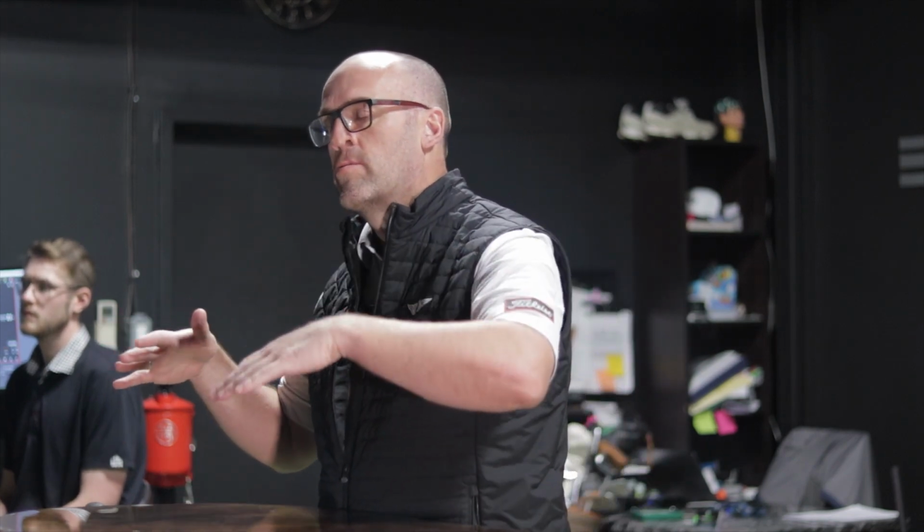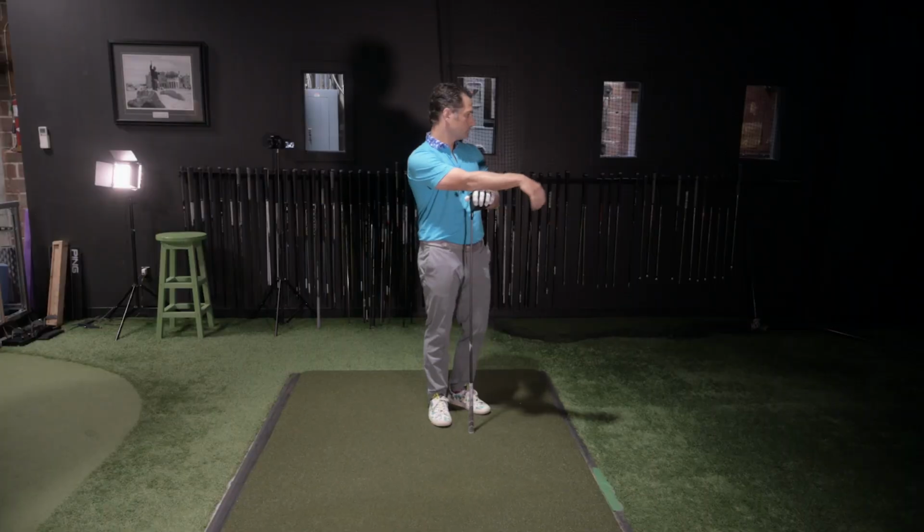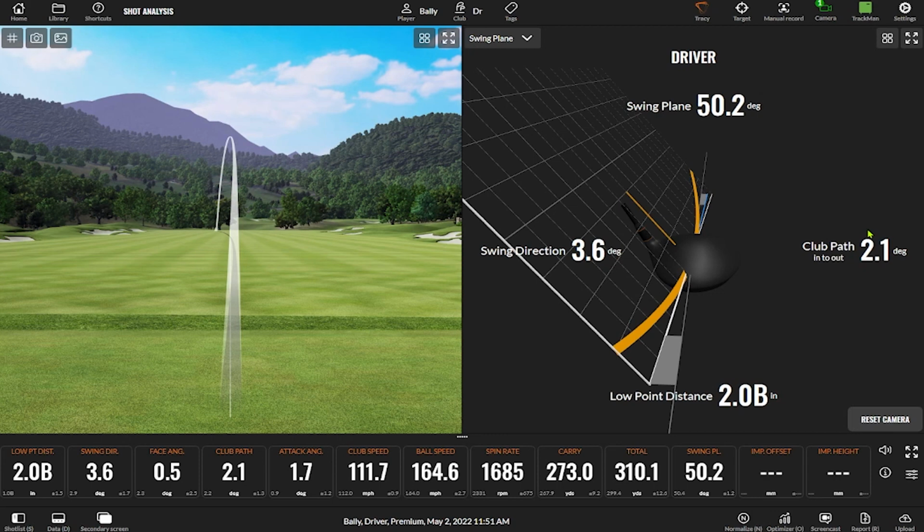So that shifts the whole kind of what we call the D plane around impact here. When we look at this, we see the low point at 2 behind. We're hitting up on this ball 1.7 degrees. That netted out a path. Instead of moving the path more to the right, it actually moves it back to the left. So even though you swung 3.6 to the right, at impact the center of the face was traveling 2.1 degrees in to out.